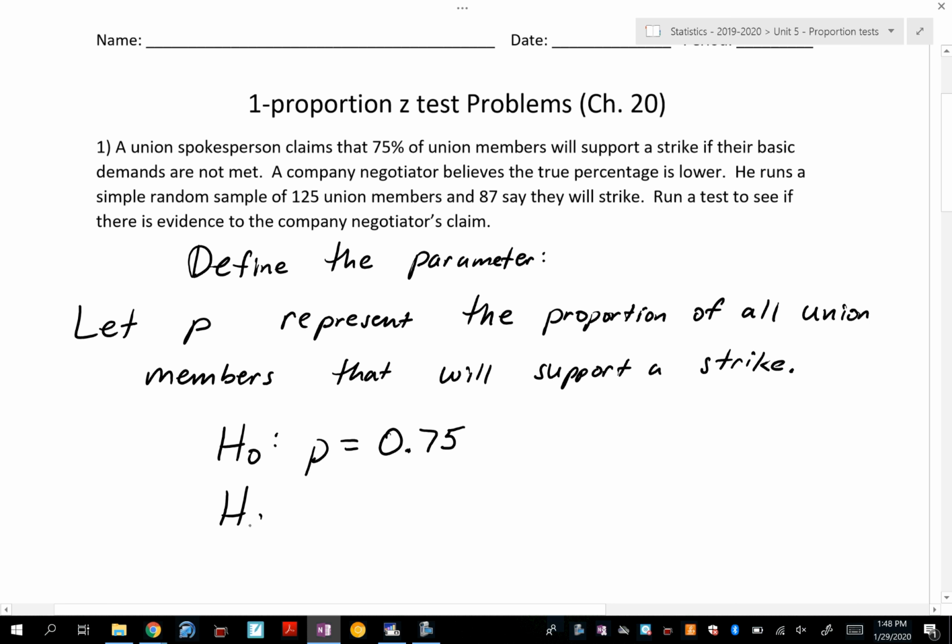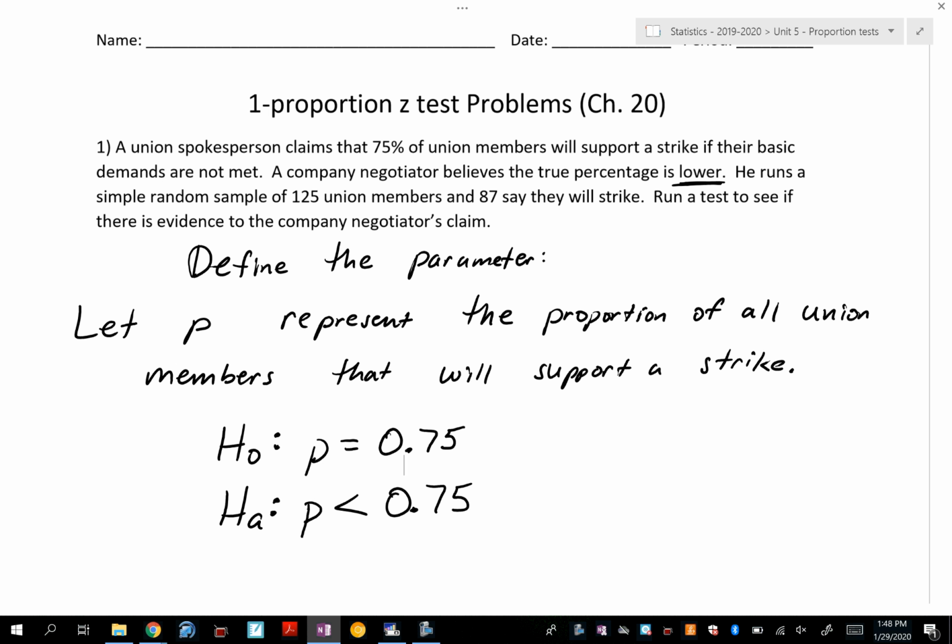Now, the alternative, what we're trying to prove, or really what the company negotiator is trying to prove, is that it's what? And you'll always be able to find this in the problem. The problem says that the company negotiator believes that it is lower. So I'm going to write P is less than 0.75. One thing I always tell students as we do this more and more: when I look at my hypotheses, they should look almost identical. The only thing that changes is the sign. Every year I get students that try to change the decimals. Don't change that. Just the symbol.